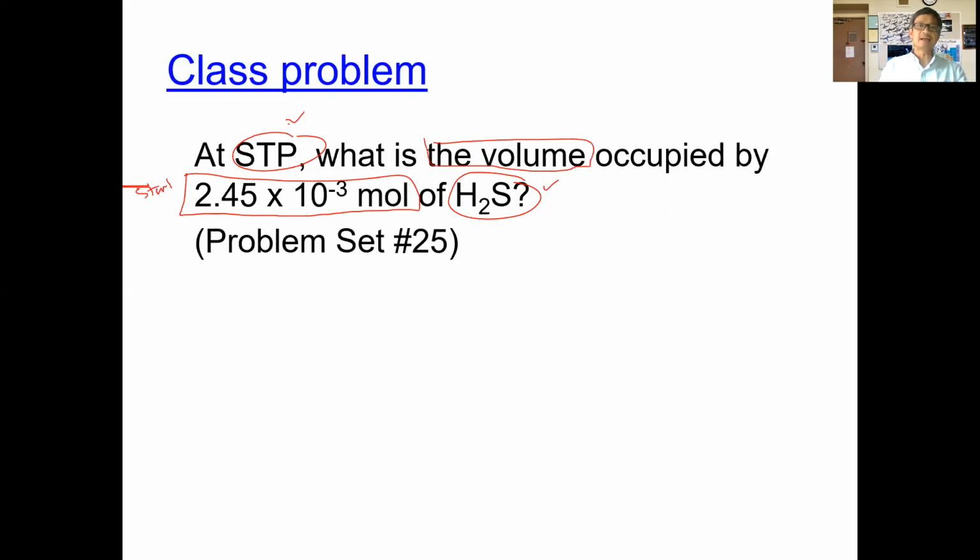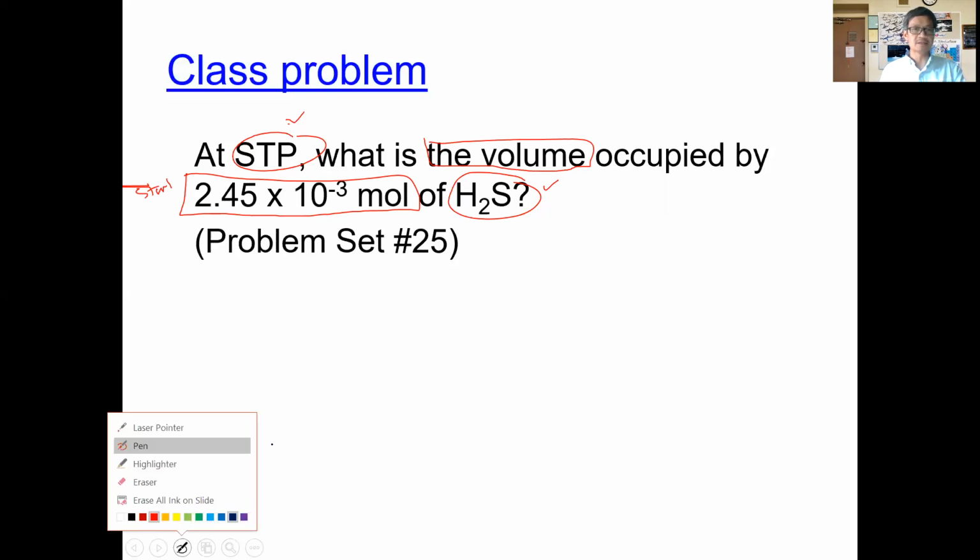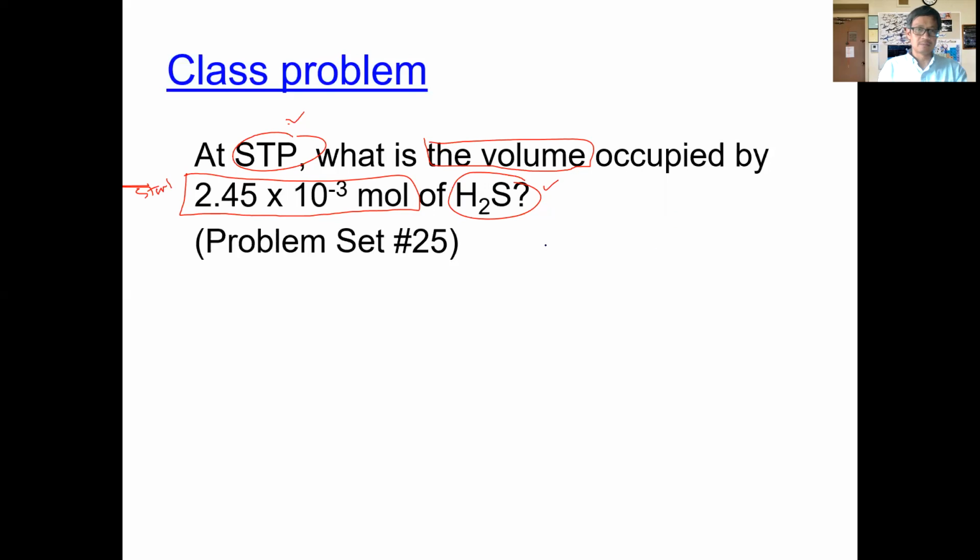So folks, this is not a density to molar mass problem. I threw it in here to get you to see that you have to read these problems carefully and make sure you identify what you start out with and what you end up with. That will help you determine what conversion you will do. So this is a simple molar volume conversion. What we're starting out with is 2.45 times 10 to the minus 3 moles of dihydrogen sulfide. And what we're solving for here is the volume in liters of dihydrogen sulfide.